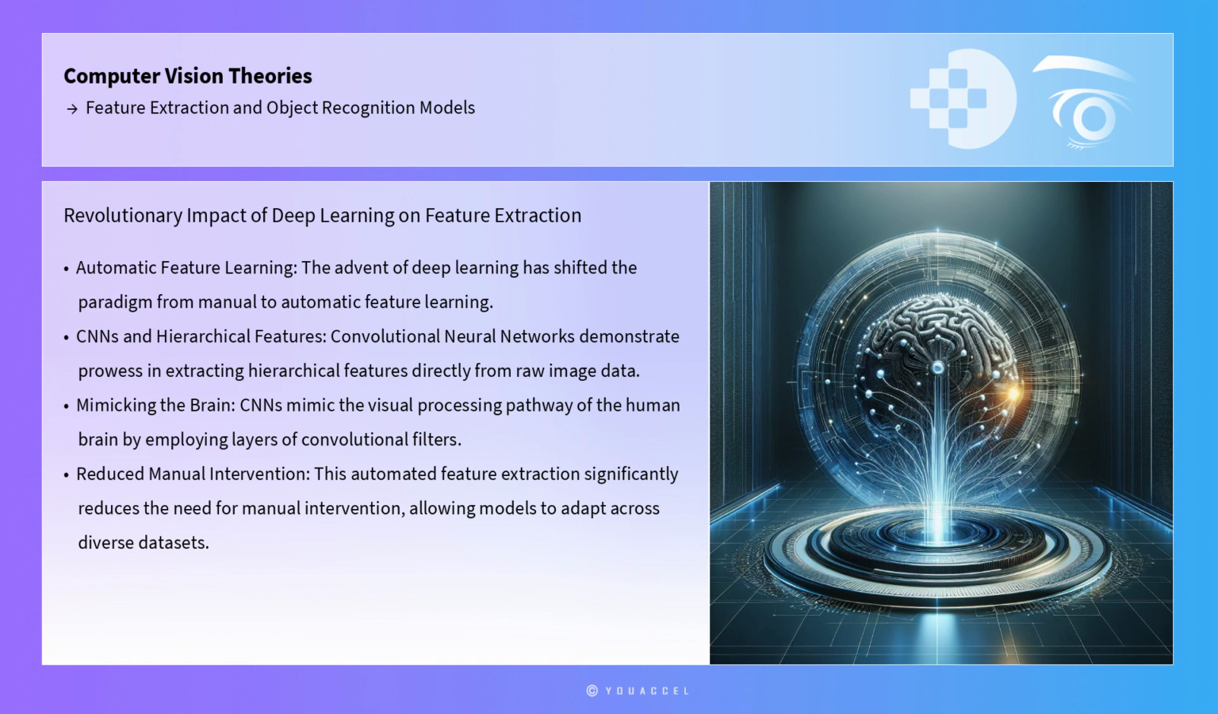The advent of deep learning has revolutionized feature extraction, shifting the paradigm from manual to automatic feature learning. Convolutional neural networks, in particular, have demonstrated remarkable prowess in extracting hierarchical features directly from raw image data. By employing layers of convolutional filters, CNNs are capable of capturing increasingly abstract features at each successive layer, a process that mimics the visual processing pathway of the human brain. This automated feature extraction significantly reduces the need for manual intervention, allowing models to adapt and generalize across diverse datasets.